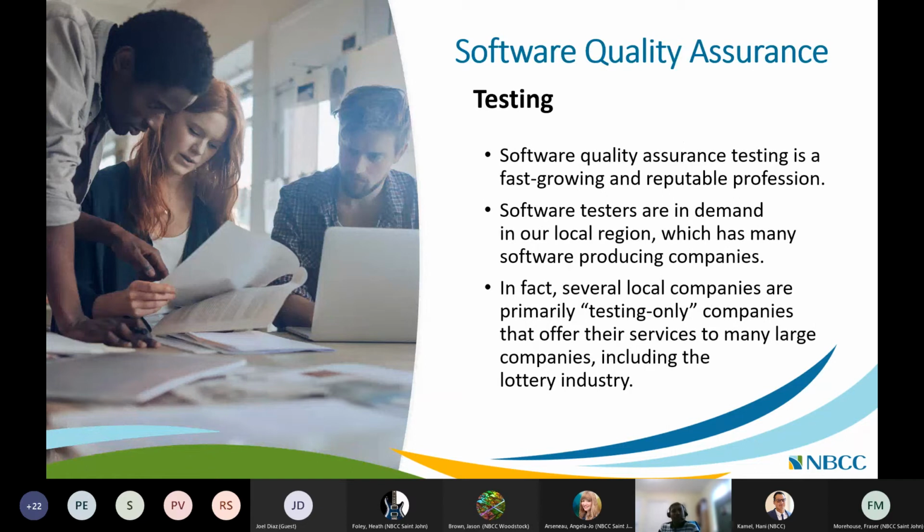So, software quality assurance testing. Software quality assurance testing is a fast growing and reputable profession. Software testers are in demand in our local region, which has many software producing companies. In fact, several local companies are primarily testing only, companies that offer the service to many large companies, including the lottery industry. So actually, my first job was at a company that offers the service to other companies. And the second one I worked with is actually a lottery company.